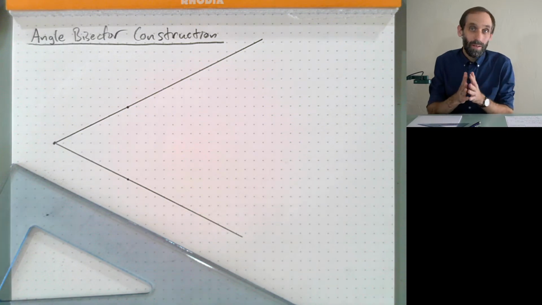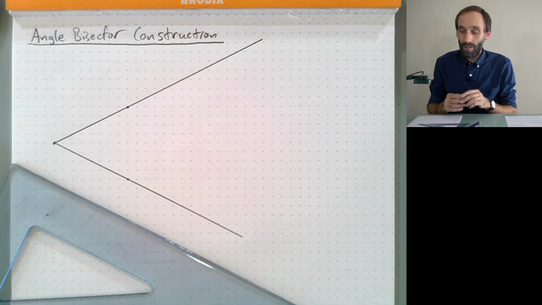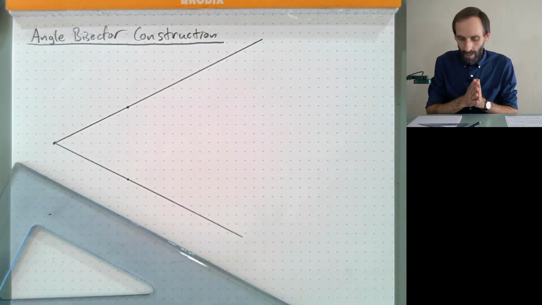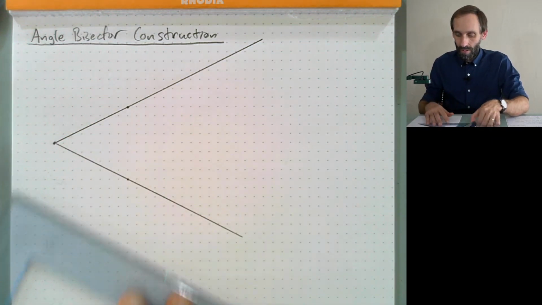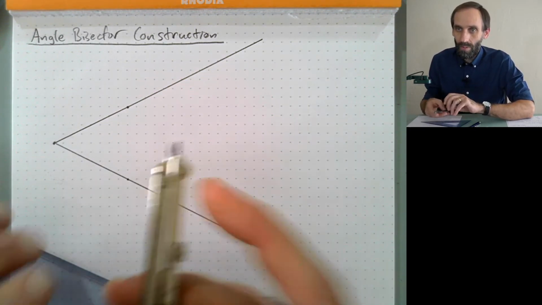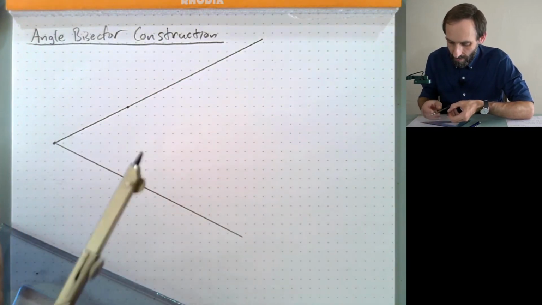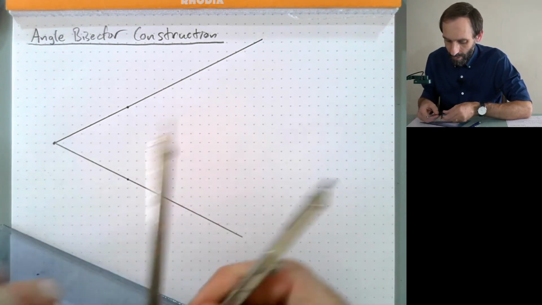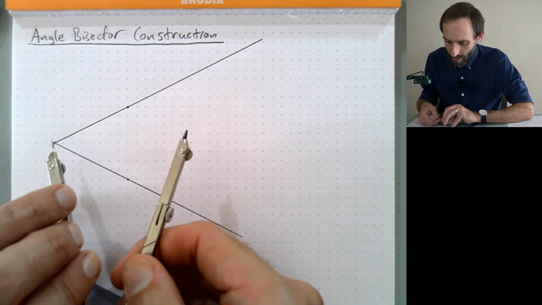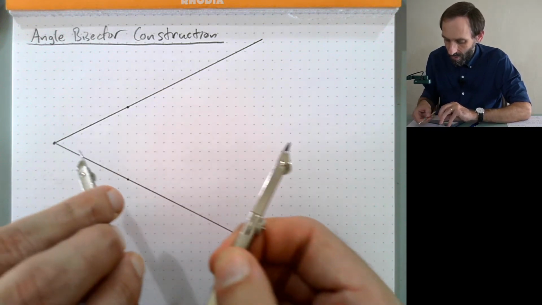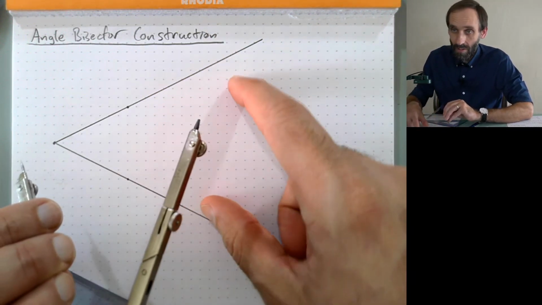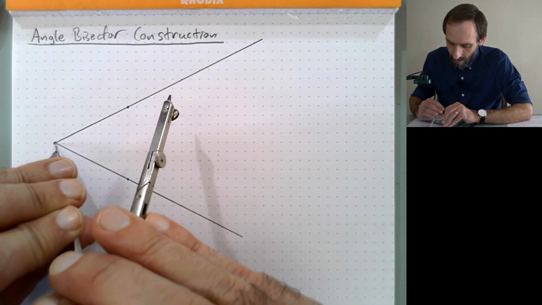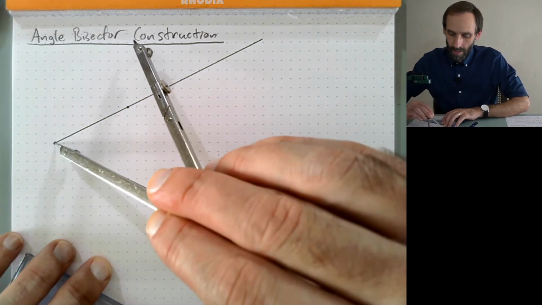All right, welcome back. I'm going to show you two methods for constructing the bisector of an angle. The first method involves creating an equilateral triangle. So first thing we're going to do is take our compass and set it to some width. It doesn't matter too much what the width is. Don't make it too small, but it'll be limited by whatever size your angle is and whatever size your paper is. So a reasonably long length. So I'm going to set it to be there.